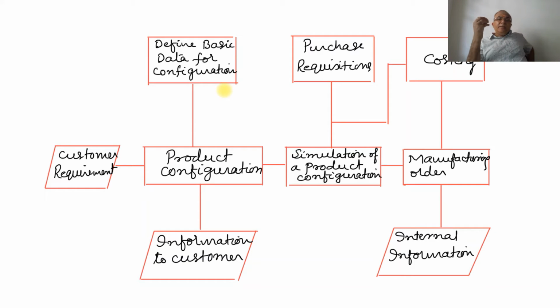That is, define basic data for configuration. Once the product is selected, there are basic requirements which you cannot change. That is the defined basic data configuration which has been done while making the product. Then information to customers in the product configuration. What is all the information given to the customers? Then simulation of a product configuration. For the product which you have selected, they will simulate it, showing how the product will look and how the product will work.